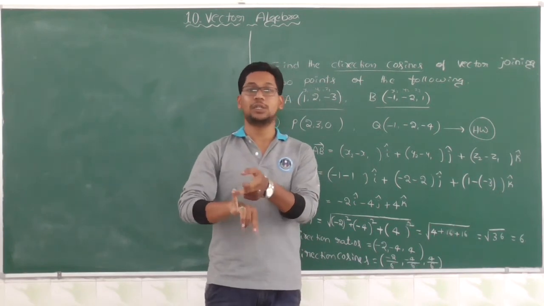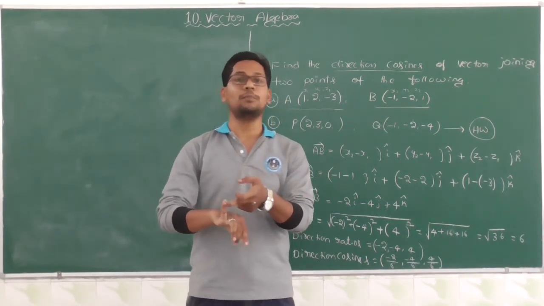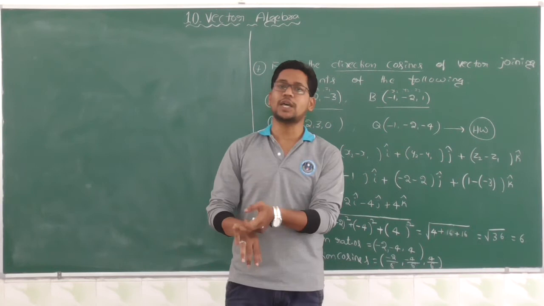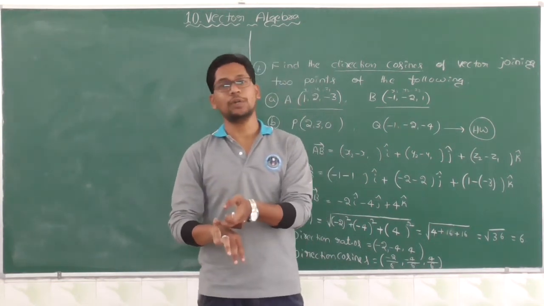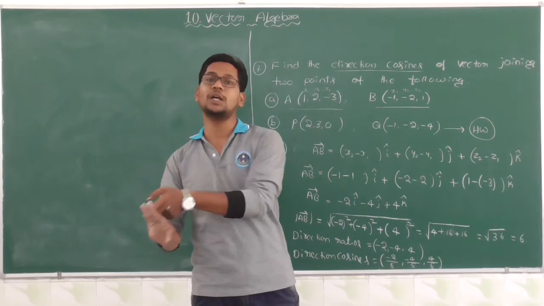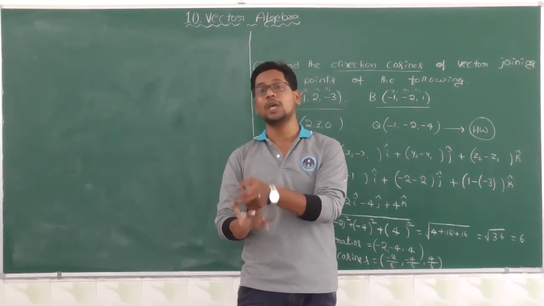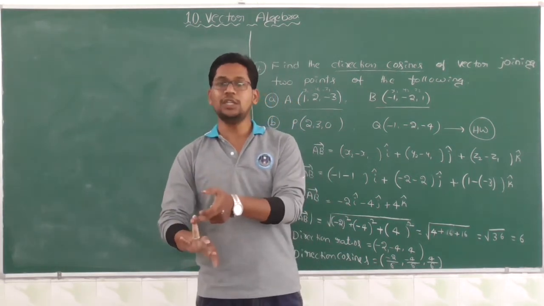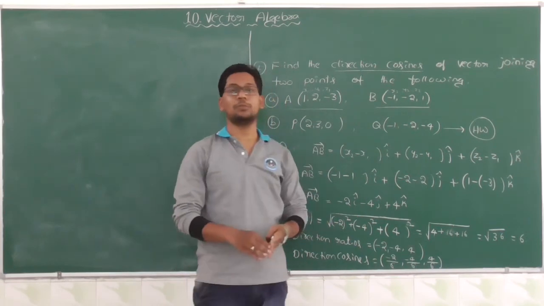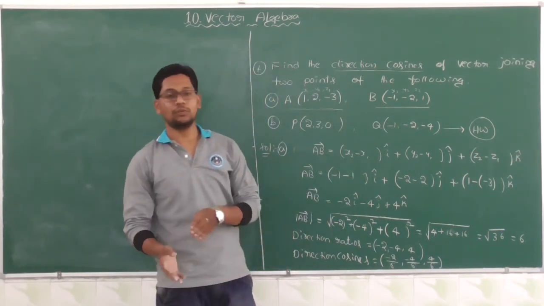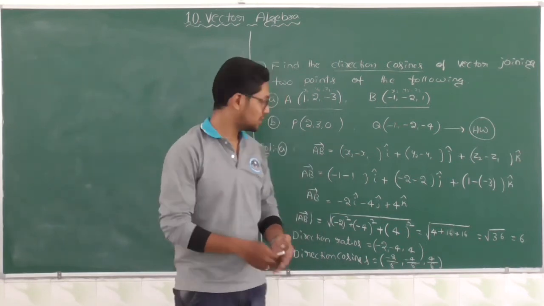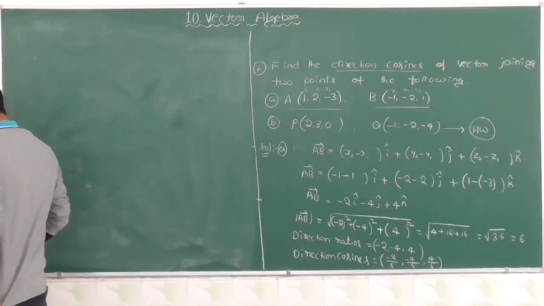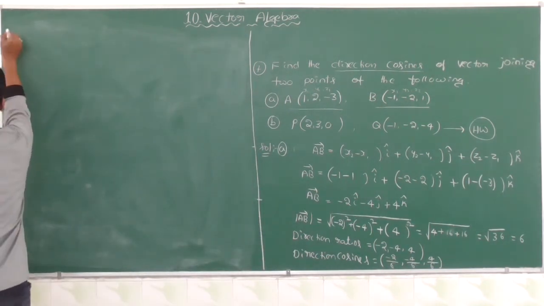If the angle is given in the problem, then how to find the direction cosines? For that we have a formula: cos alpha, cos beta, cos gamma. If the angle is given in the problem, then the direction cosines are cos alpha, cos beta, cos gamma. The second thing we already discussed in these problems: if the vector is given, we have to find the direction cosines. It is the procedure. You just remember this. Next, eighth question.